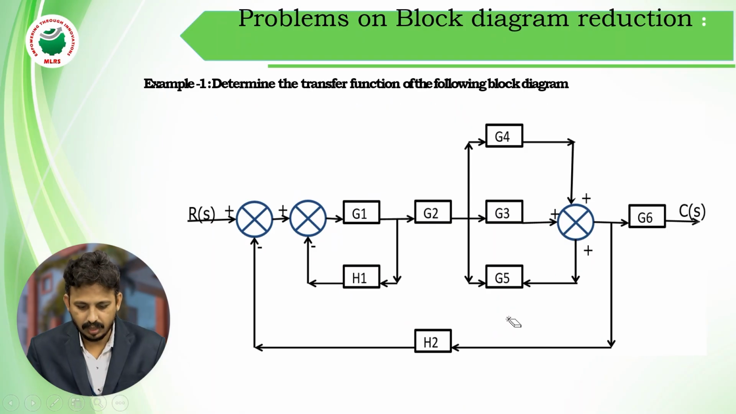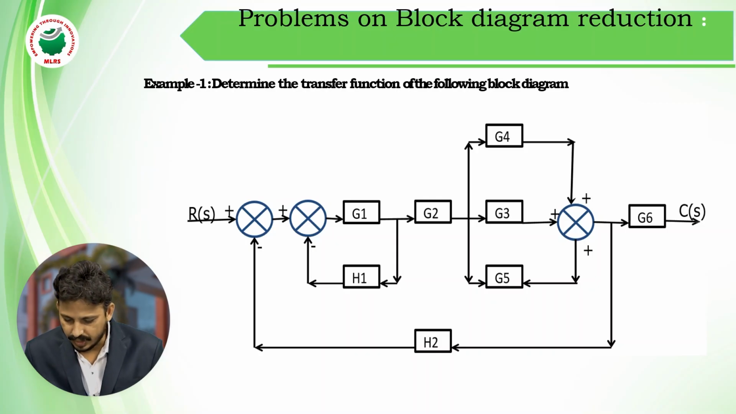That's it. Next, let us solve one problem which is important for academic examination. Determine the transfer function of the following blocks. First of all, I have to observe the question. What are the different rules I can apply? So see here, these two signals G1, G4 and G3 are entering into this box or summing point. But this is a feedback path.